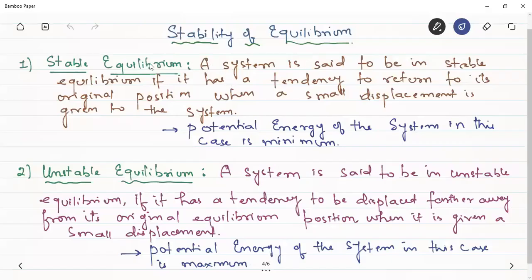we have discussed what the stable equilibrium is with an example, and we can see that the potential energy of the system in this case is minimum. Similarly, the potential energy of the system in the case of unstable equilibrium is maximum. So dV by dx, or dV by d theta, will be 0 for each of the equilibria, whether it is stable, unstable, or neutral. But which condition is stable and which is unstable will be determined when we take the second derivative of the potential energy function with respect to the independent coordinate theta.